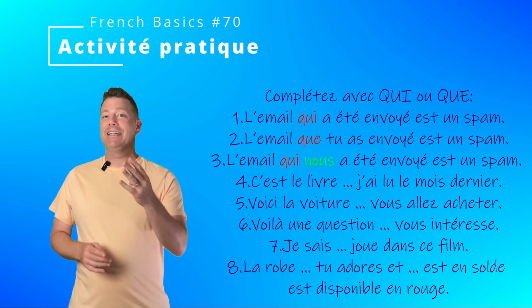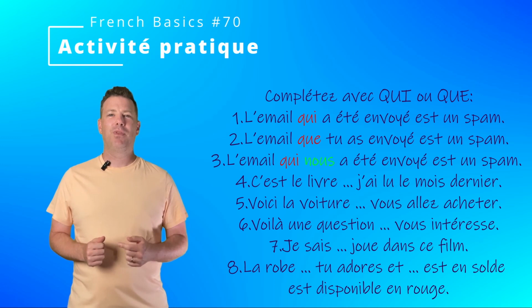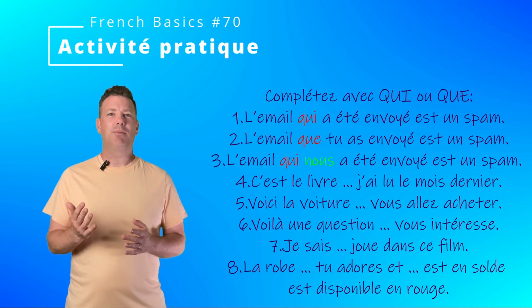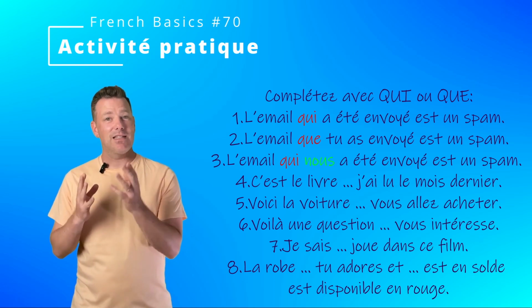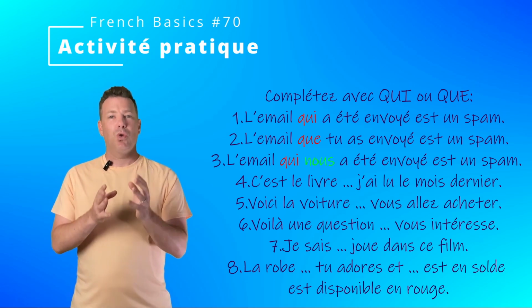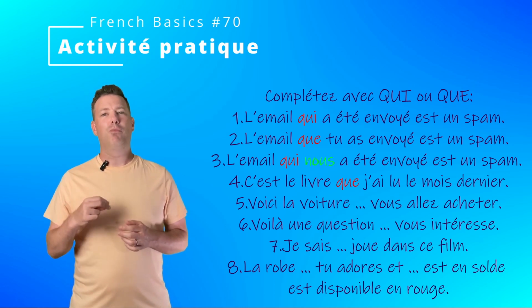Numéro 4, c'est le livre blank j'ai lu le mois dernier. Okay, so what's after the blank? Je or j'apostrophe, right? That's a subject, yes. So what do you need to use? Que. C'est le livre que j'ai lu le mois dernier.